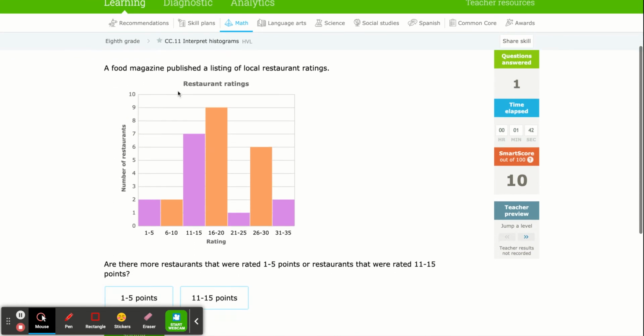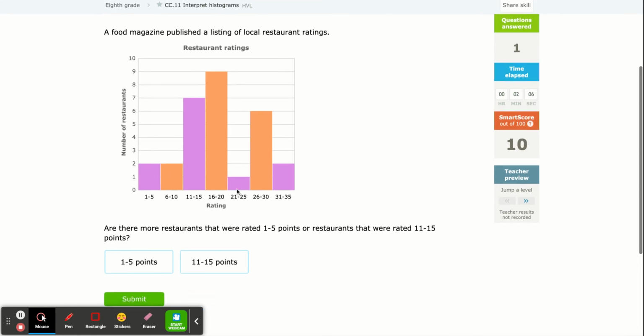So here we have restaurant ratings, the number of restaurants that were viewed and the rating they got. So there were 2 restaurants that had a rating of somewhere between 1 and 5. There were 2 restaurants that had a rating somewhere between 6 and 10. There was 1 restaurant that had a rating between 21 and 25. There were 2 restaurants that had a rating of 31 to 35, and so forth.